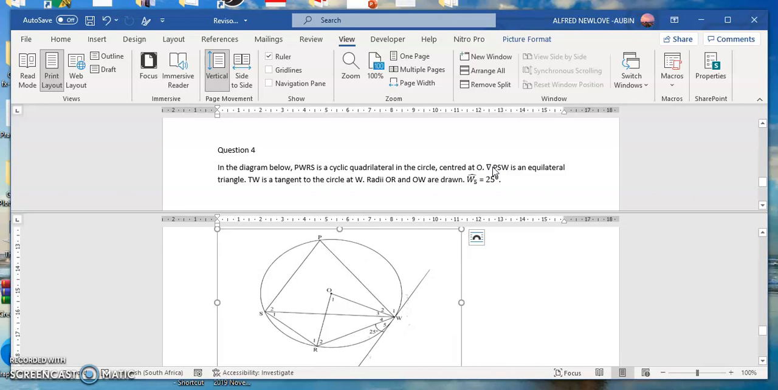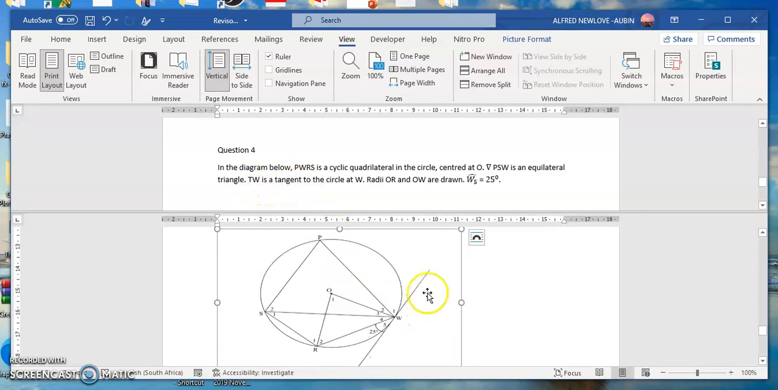Triangle PSW is an equilateral triangle. And for an equilateral triangle, all the angles are equal. So 60, 60, 60.